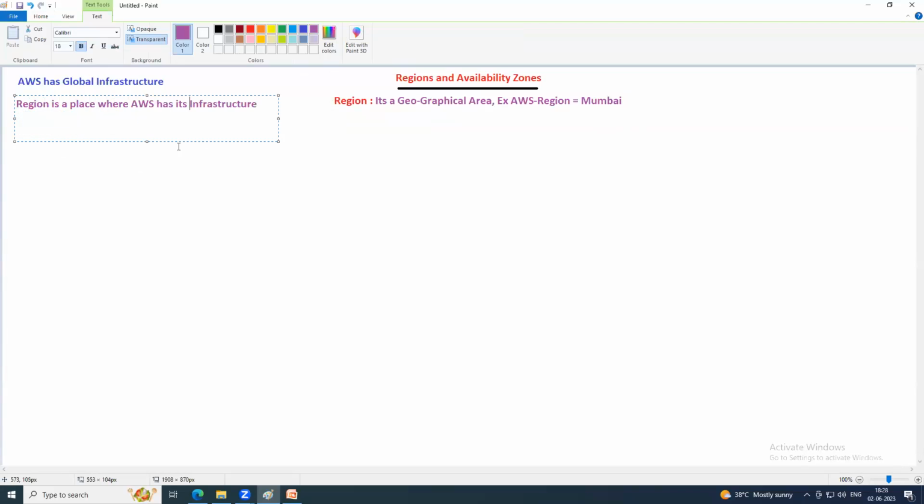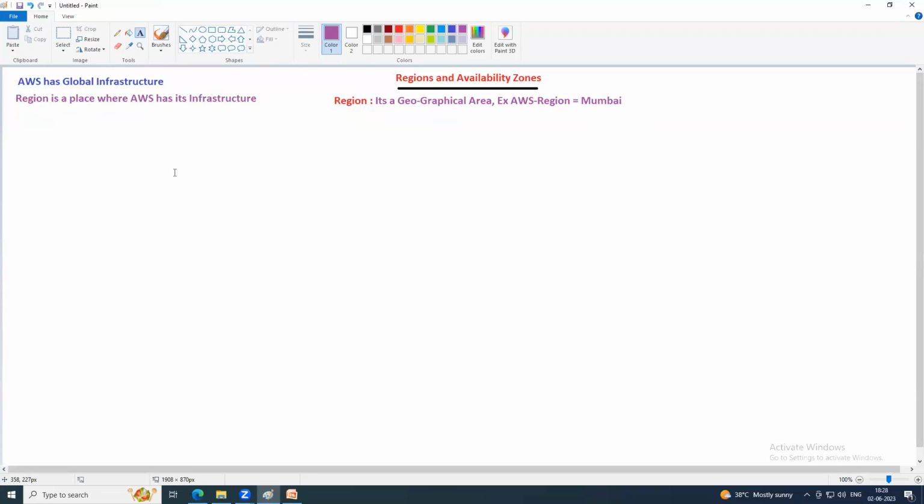If someone asks you what is a region, you can easily say region is a geographical area. That's fine. But if you want to explain a little bit more, you need to say that a region is a place where AWS has its infrastructure. What does Mumbai contain? Data center. Yes or no? Yesterday we learned about high availability concepts. Based on that, can you tell me, Mumbai has only one data center?